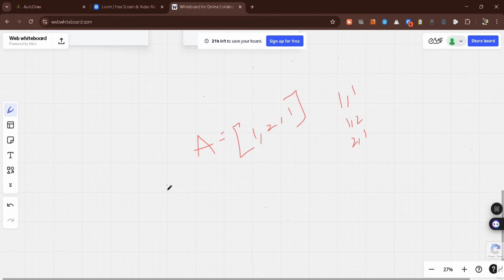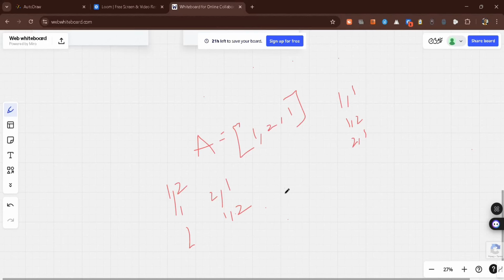So continuous, he said continuous. 1 comma 2 is a subarray. 1 is a subarray, 2 is a subarray. 2 comma 1 is a subarray, continuous. Okay, 1 comma 2 is a subarray. So these are the subarrays.